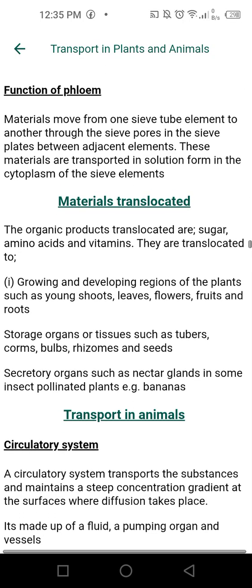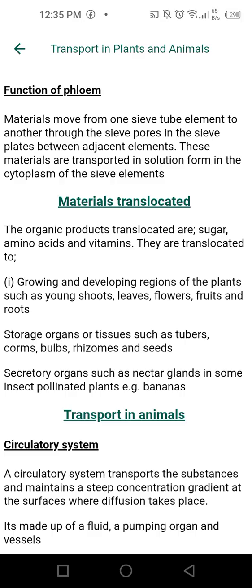Function of phloem. Materials move from one sieve tube element to another through the sieve pores in the sieve plates between adjacent elements. These materials are transported in solution form in the cytoplasm of the sieve elements. Materials translocated. The organic products translocated are sugars, amino acids, and vitamins.